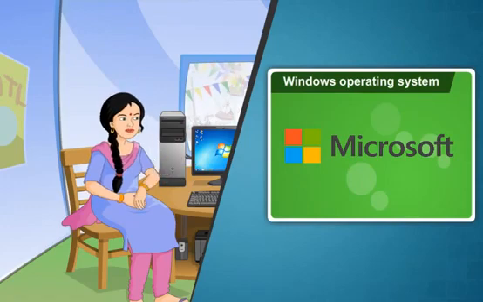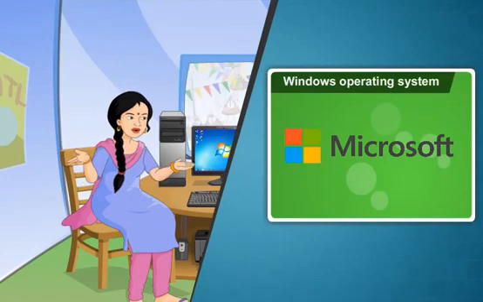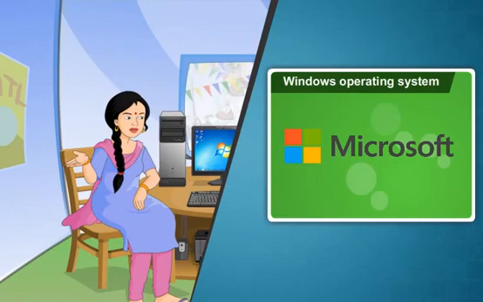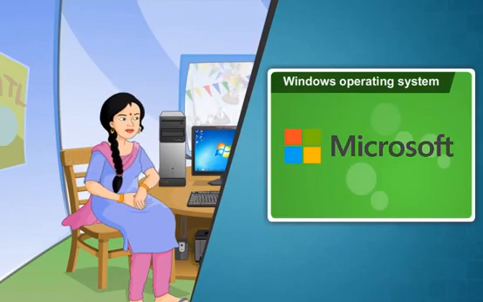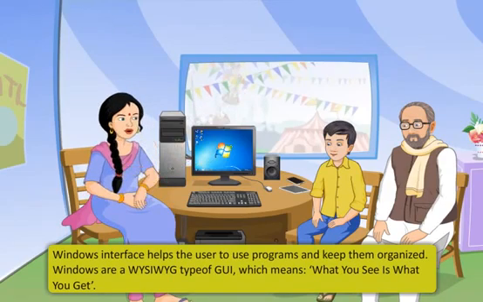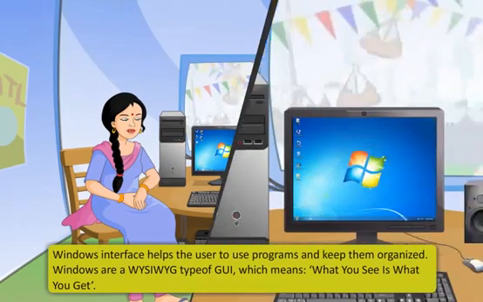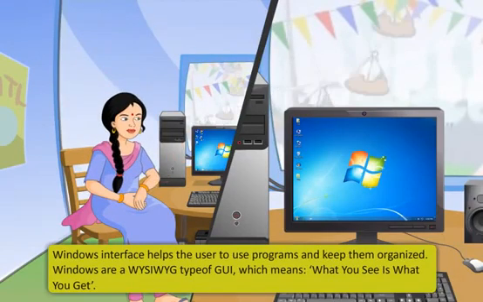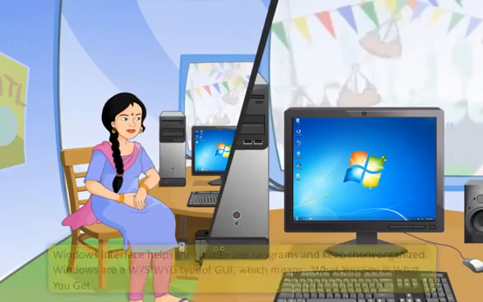In case you have a computer system without the Windows operating system, you can buy licensed software from an authentic seller of the software. An alternative method of obtaining the software could be through online websites such as Microsoft's website. The GUI interface helps you to use programs and keep them organized. Windows is a WYSIWYG type of GUI, which means what you see is what you get.